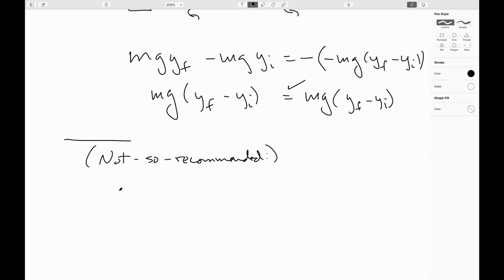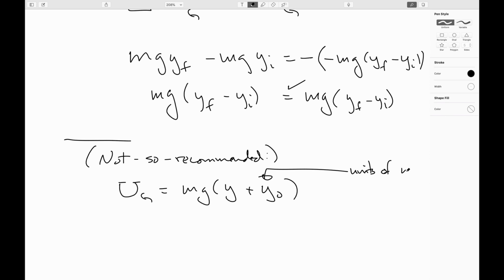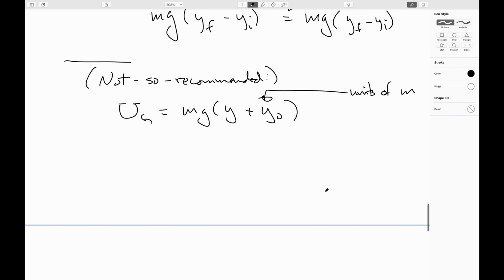Would be to say that to define my gravitational potential energy to be m times g times y plus, let's call it y sub 0, or physicists usually call that y naught. It's just some number. It has to have units of meters. So let's see if that works.